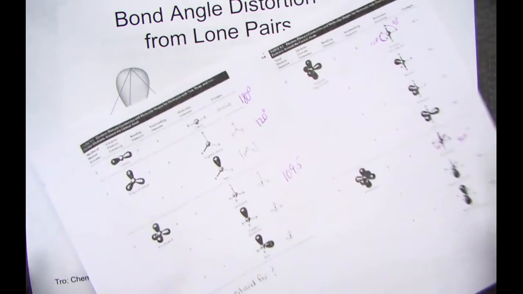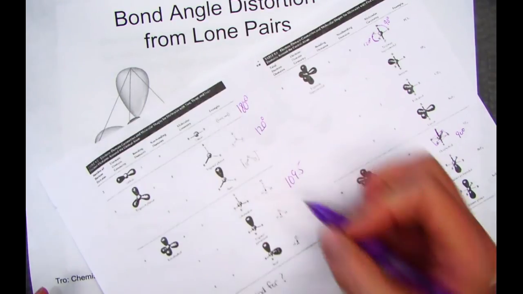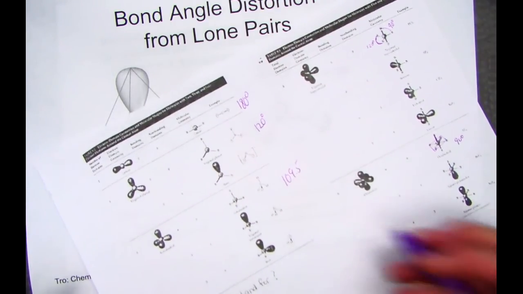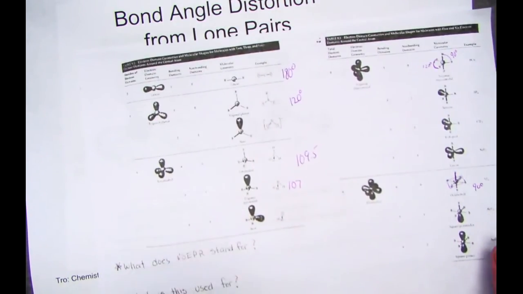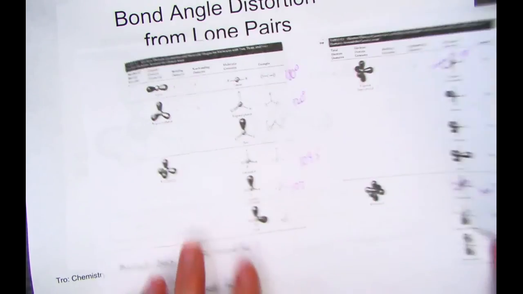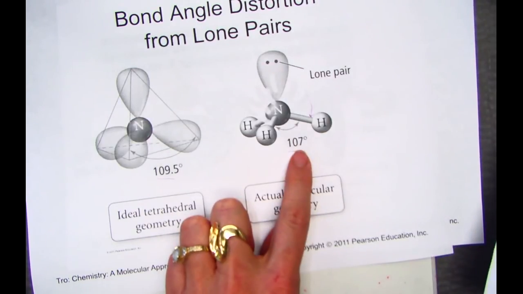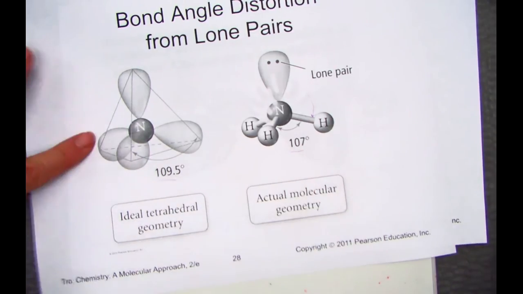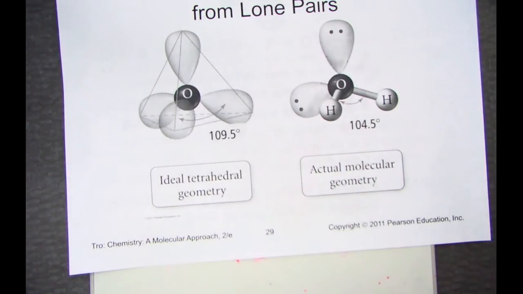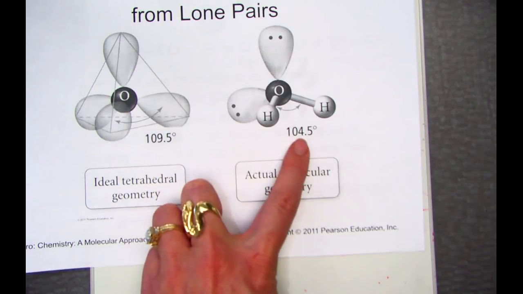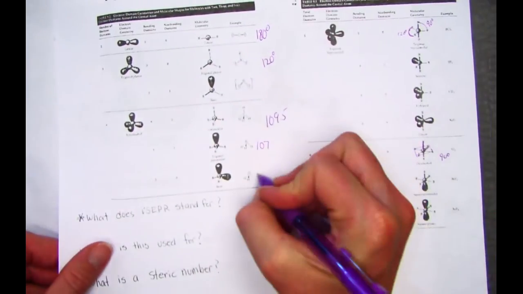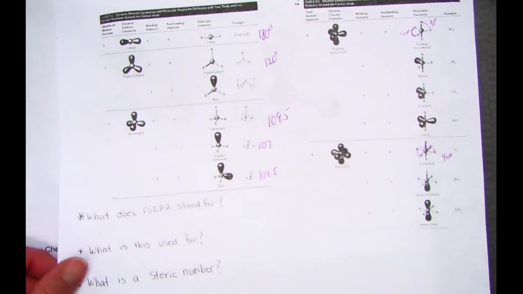So here's what we've said. If I go back to this slide, 109.5 would be the bond angle when all are bonded. We then said it decreases to about 107 degrees if it's three bonded and one lone pair. And going back to water, if two are bonded and two are non-bonded, we go to the bent geometry, and 104.5 becomes this bond angle.